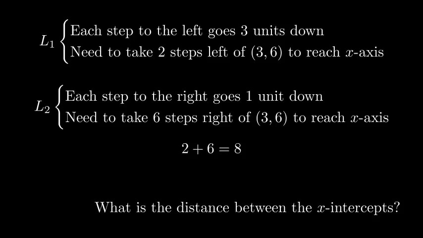So by solving the question this way, we didn't have to find the y-intercepts of both lines. By solving it this way, we can also see that the x-coordinate of the intersection point doesn't matter. If the intersection point was, let's say, (10, 6) instead of (3, 6), we'd still get the same answer.